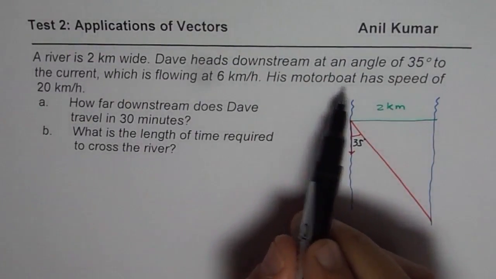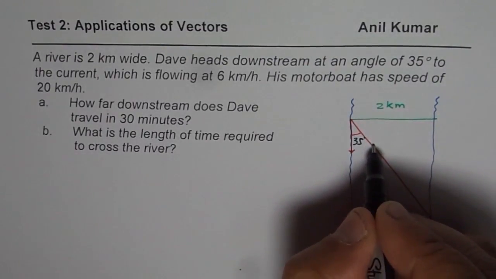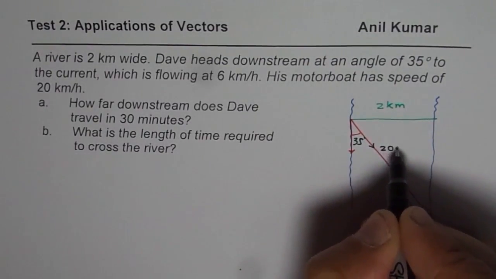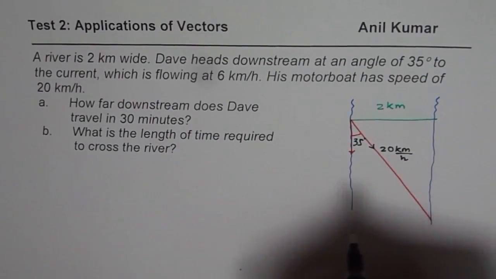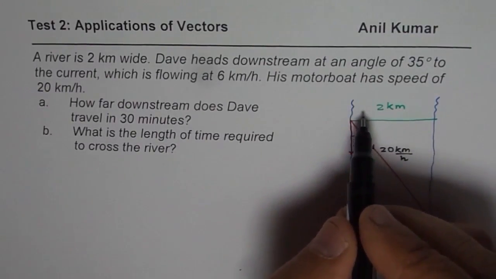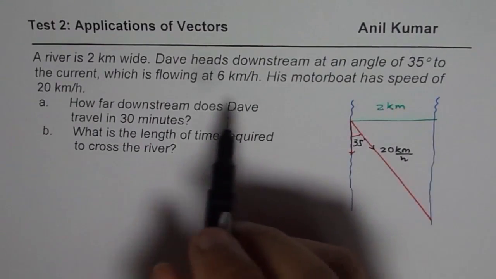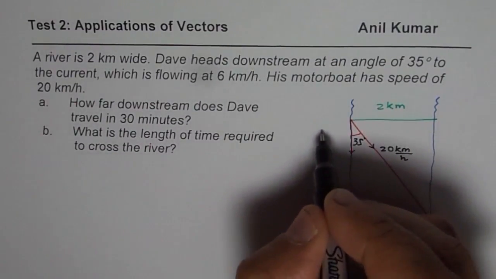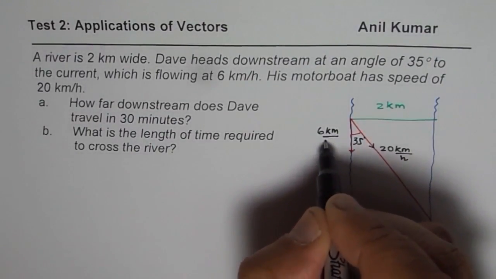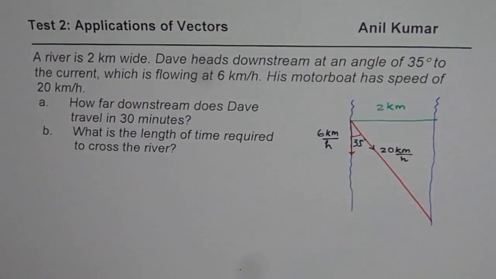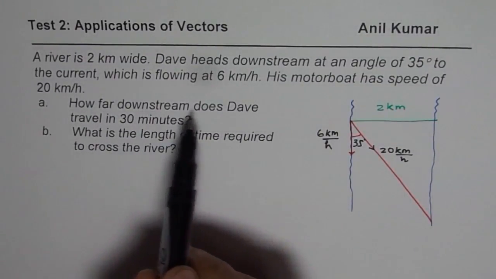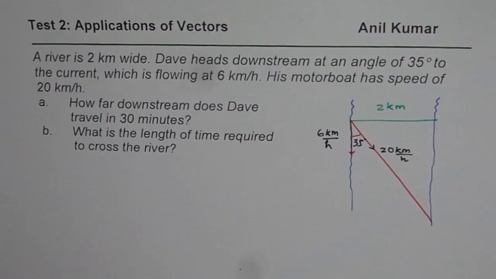It is also given that the motorboat speed is 20 kilometers per hour. On the other hand, the stream is flowing at the rate of 6 kilometers per hour. So this stream is going at the rate of 6 kilometers per hour. It is going downwards. Now the question is, how far downstream does Dave travel in 30 minutes? Now whenever you have this kind of a situation, it is recommended that you split the force into its horizontal and vertical components. That helps.